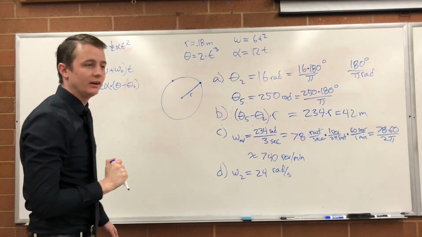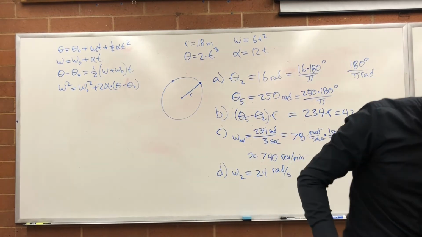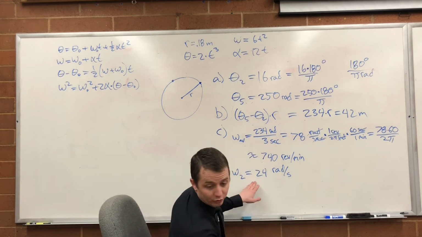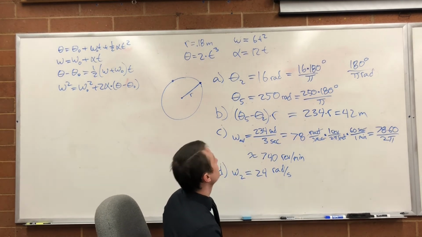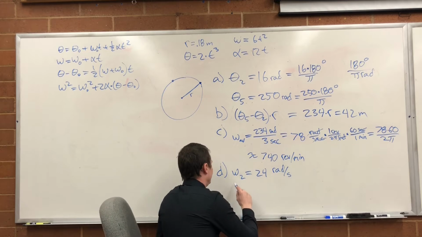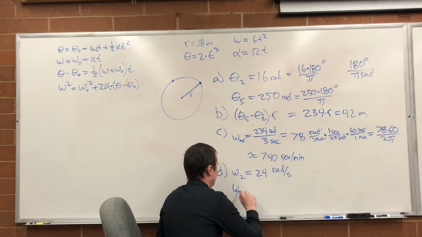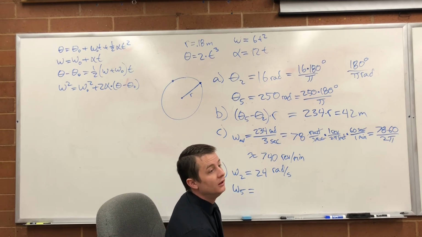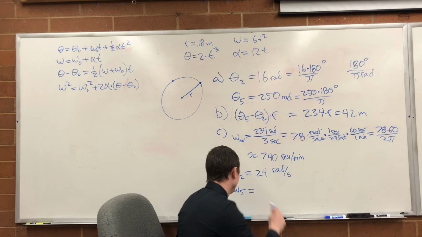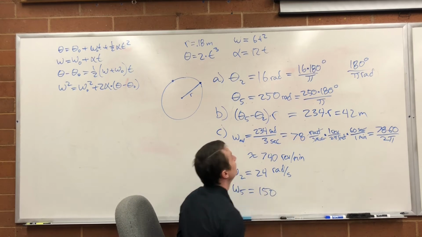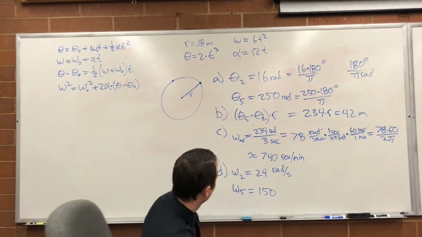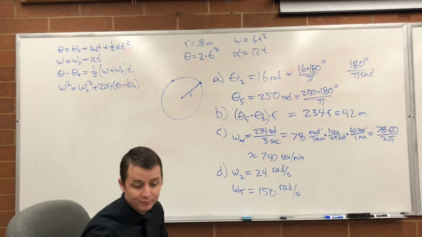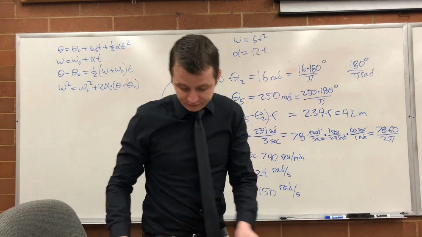Instantaneous now, sorry. Instantaneous angular velocity. Did I say acceleration? I meant velocity, or angular speed is what it's called. Okay, and then finally omega at 5. What's that equal to? 150. Yeah, 25 times 6, radians per second. Okay. So that was the first example problem.